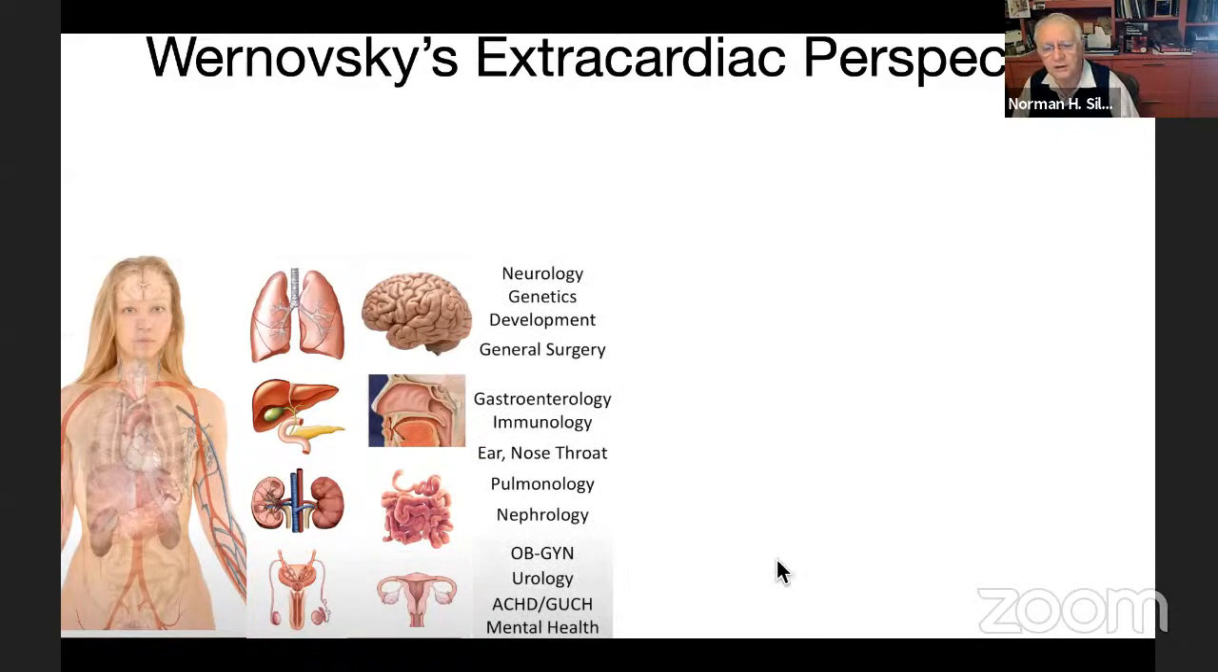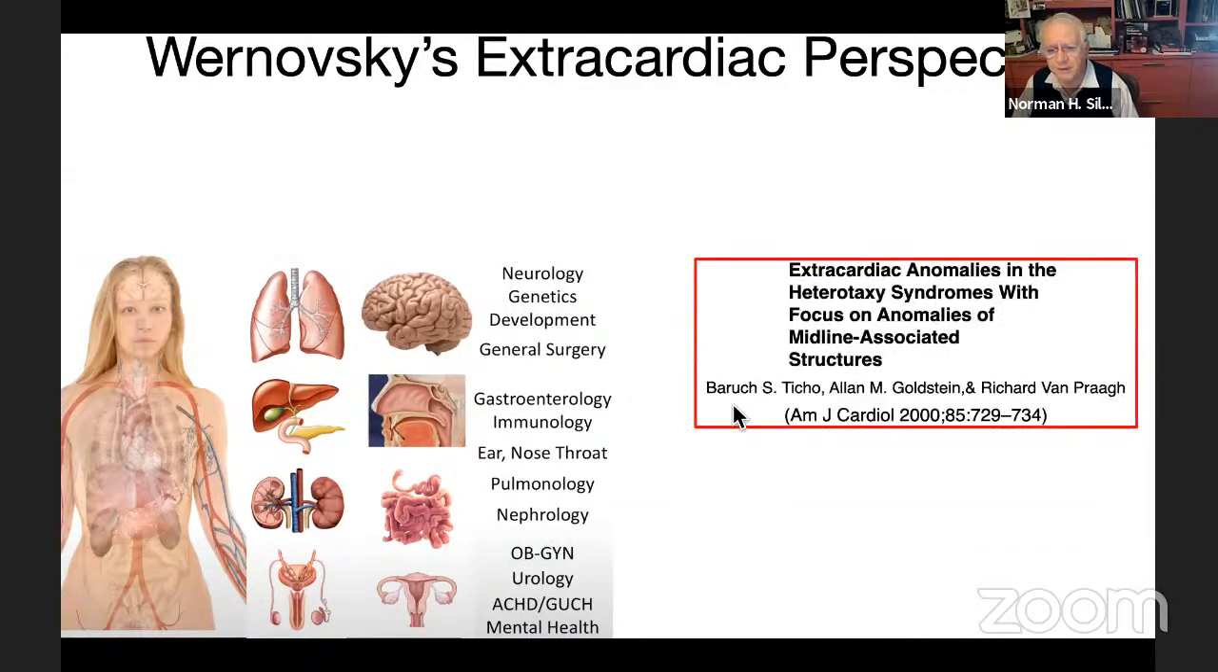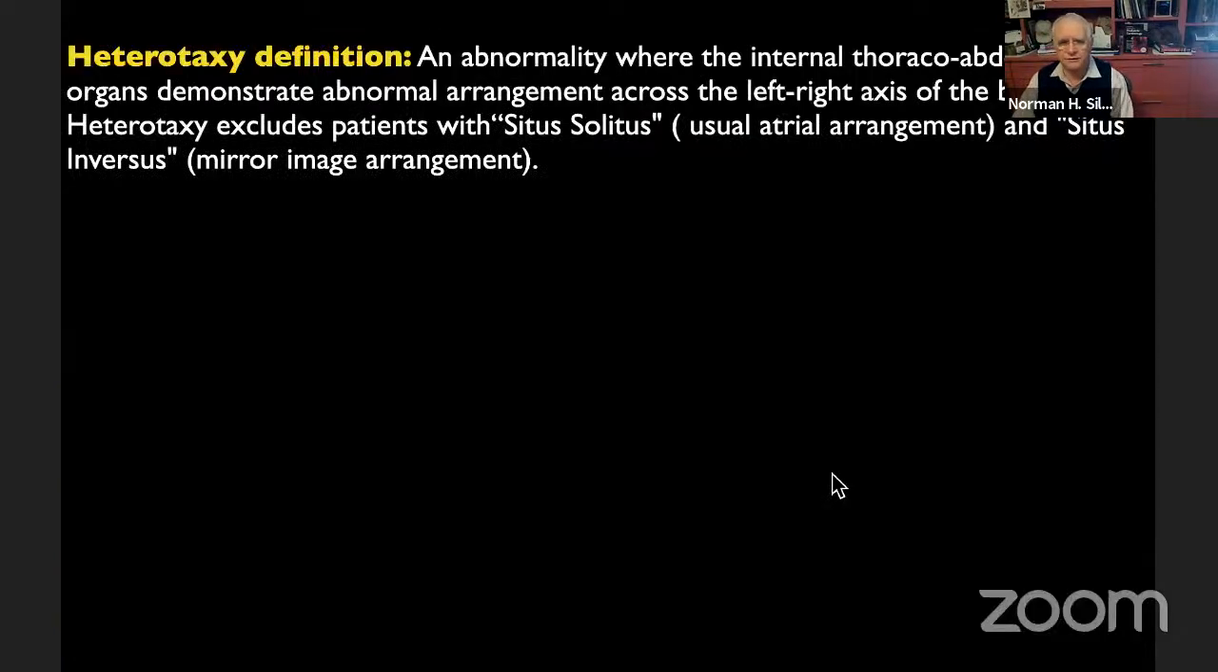And of course, it requires the use of a huge number of different disciplines to manage these patients. And if you'd like to read a wonderful paper on this, I provided this case by Parapticho and Goldstein and Van Praag in the American Journal of Cardiology in 2000, which goes over all of these abnormalities.